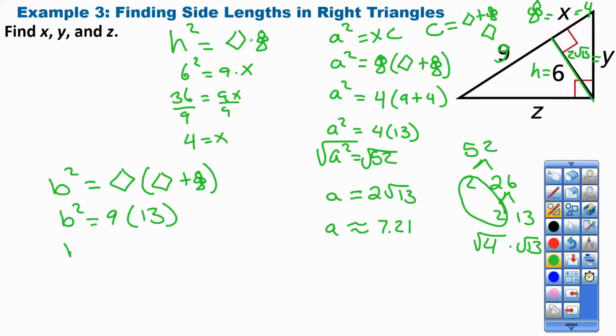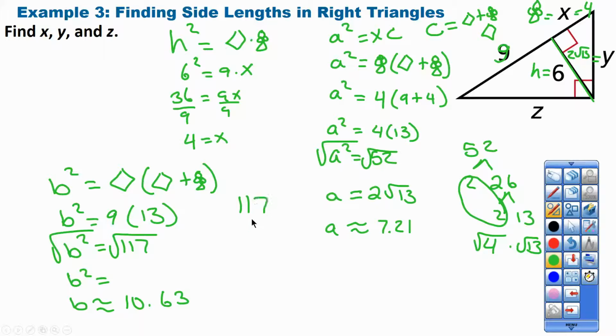9 times 13 gives us B squared is equal to 117. Take the square root of this and the square root of this, and B is going to be approximately equal to 10.63. We want it to be exact. So 117 looks to me like it's probably going to be prime, because I don't see any way to be able to divide that up. So it's just going to be the square root of 117. So that's how you go ahead and do that.